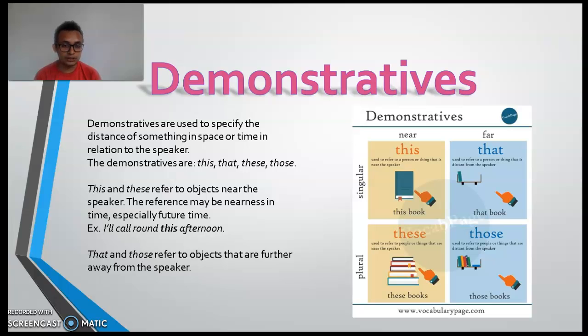So we need to be really focused at the time we want to express our idea, thought, or something, because sometimes we tend to confuse these demonstratives, and it's important for you not to memorize but to identify how we are going to use them.